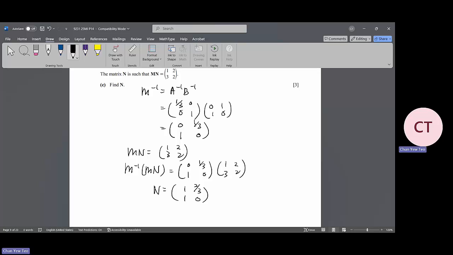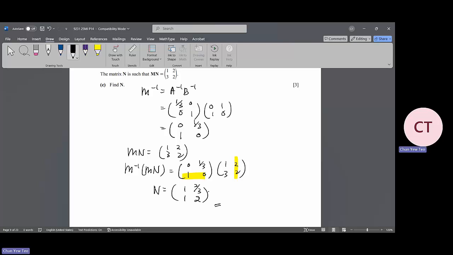Okay, so this will be the answer for question number 5C. Oh, I made a mistake, sorry. This one and this one will not give you 0. This is it. Okay, my apologies for that.